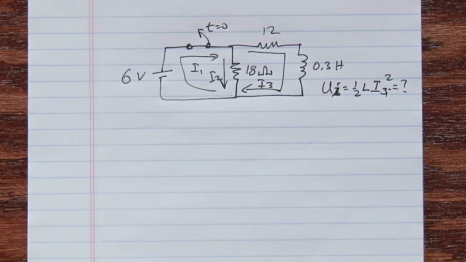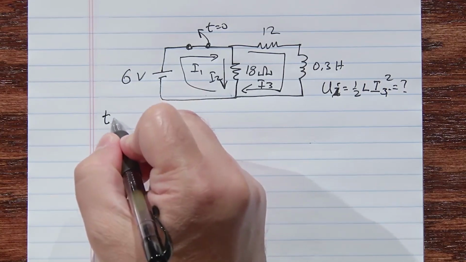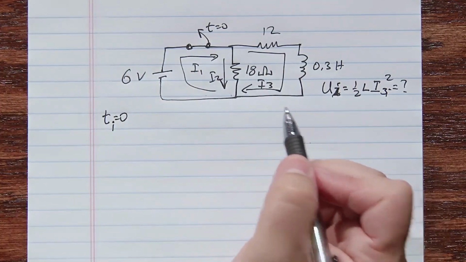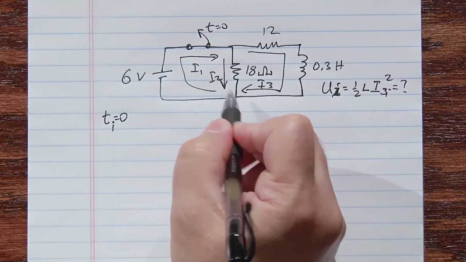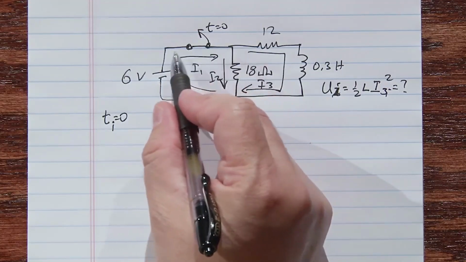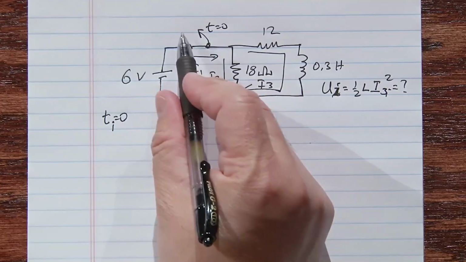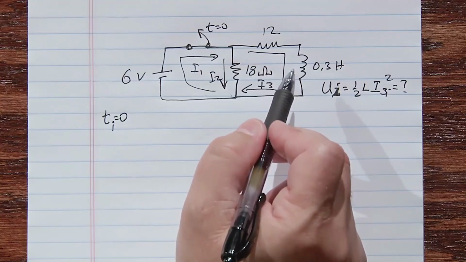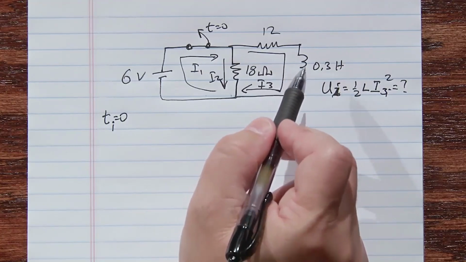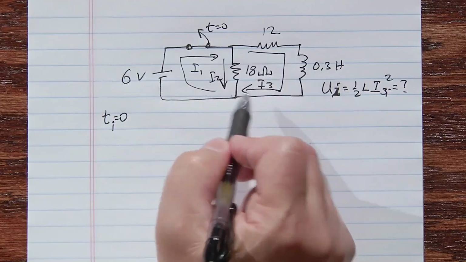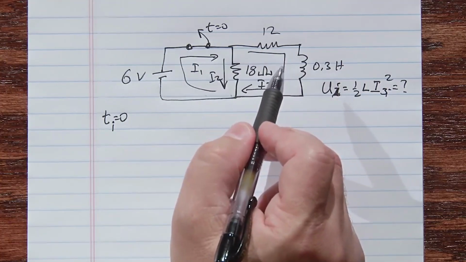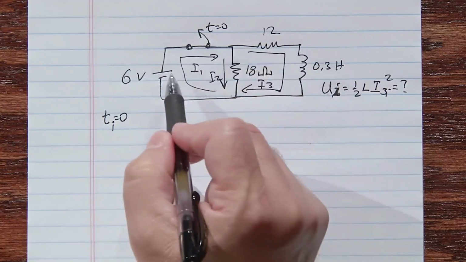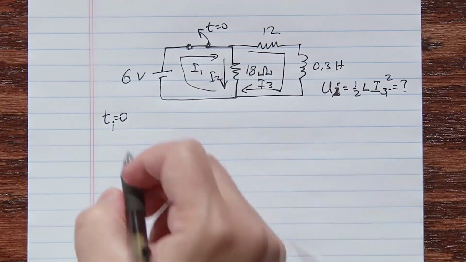Well, let's think about that. For t initial equals 0, initially the switch is closed. At t equals 0, it's opened. But the current through the inductor cannot change instantaneously. So the current through the inductor at t equals 0 is the same as the current through the inductor with the switch closed. So let's work that out.